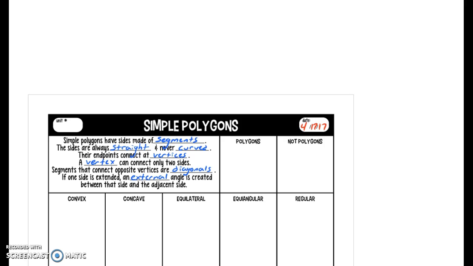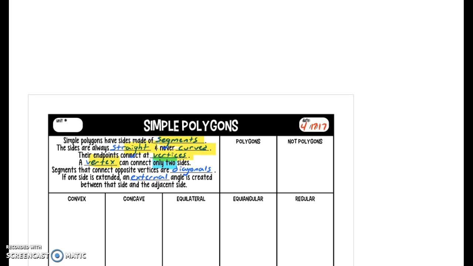This lesson deals with simple polygons and the interior and exterior angles of them. A simple polygon has sides made of segments. The sides are always straight and never curved. The endpoints connect at vertices. A vertex can connect only 2 points. That one's important. Only 2 sides.